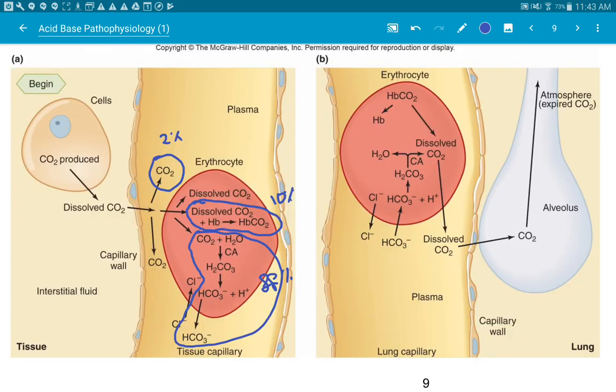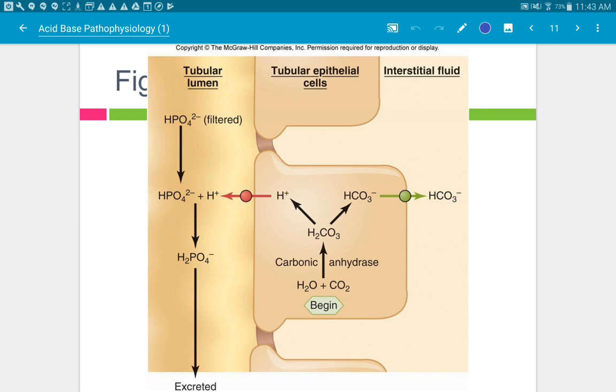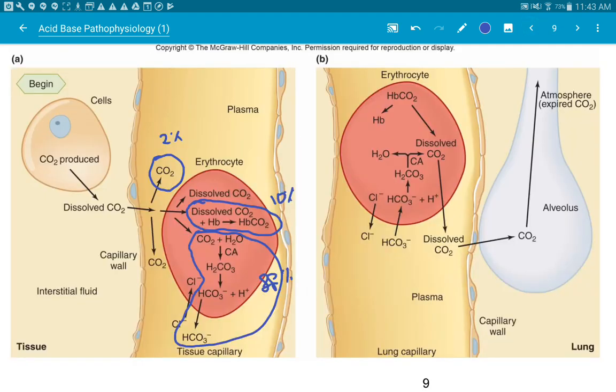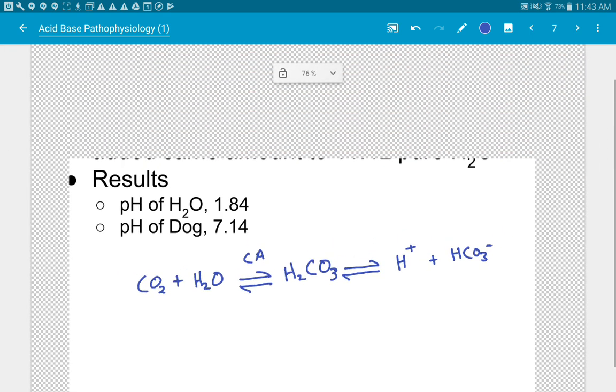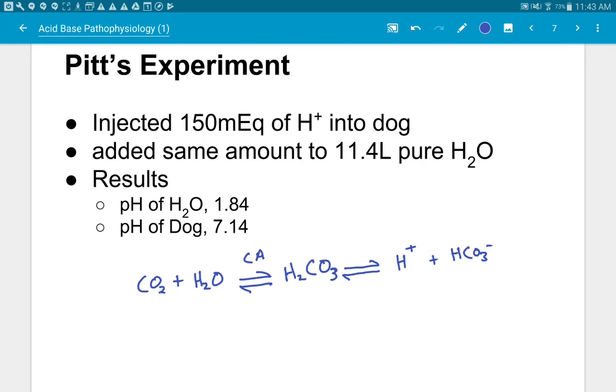I had a cool little experiment here. I saw that slide. I think I skipped over it. The Pitts experiment. I think it's back this way with the dog. Right here. It's terrible. Probably unethical. In fact, it is unethical probably today. But over 100 years ago, there was a researcher. I think his name was William Pitt. And what he did was this. He took a certain amount, 150 milliequivalents of hydrogen ion, and he literally injected that into a dog.